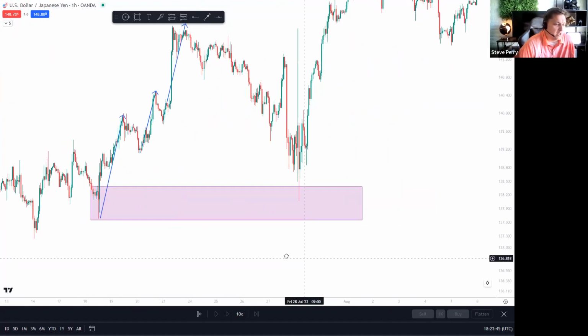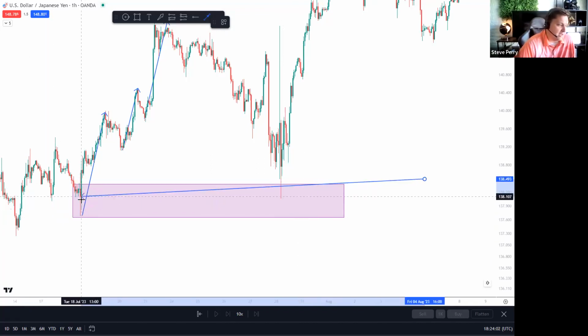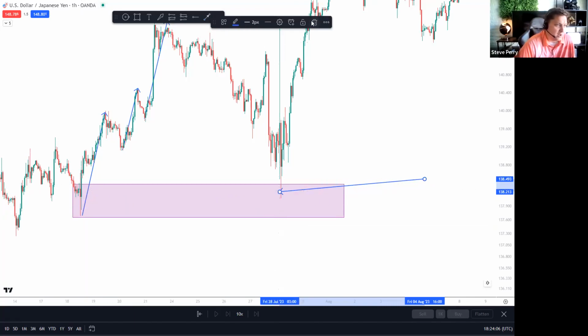And sure enough, the market tapped into this area later in the future. This one happened on July 18th, and it took until July 28th. So 10 days later, the banks came back for their orders here. They came back to this liquidity that was created on July 18th on the dollar yen. See that? Pretty interesting, right?